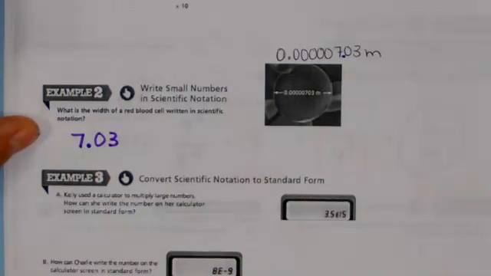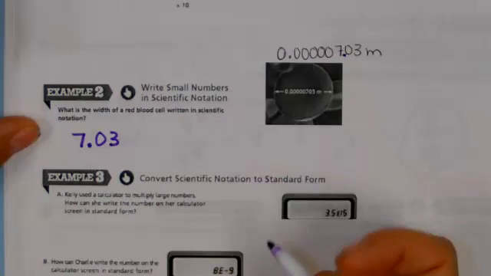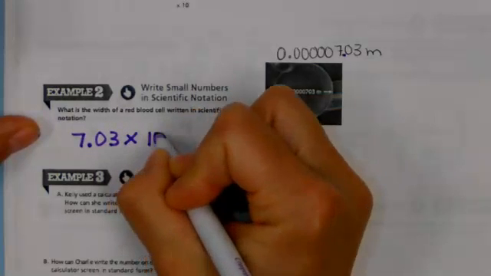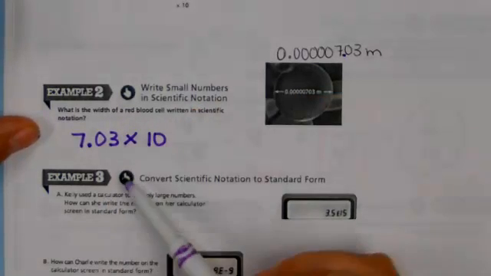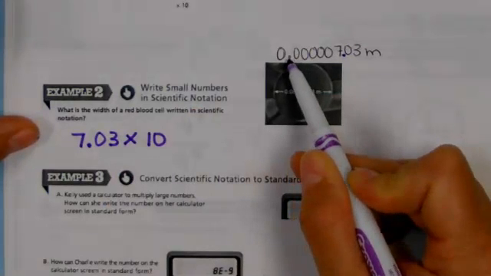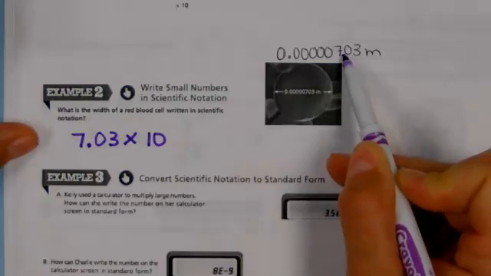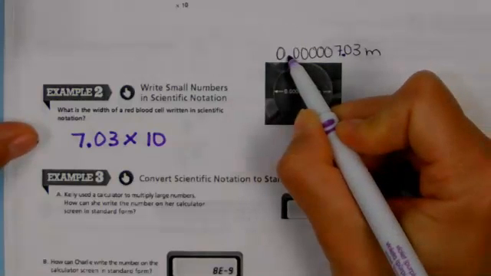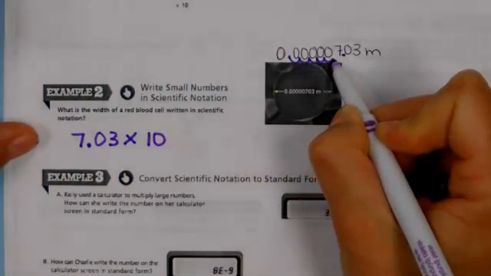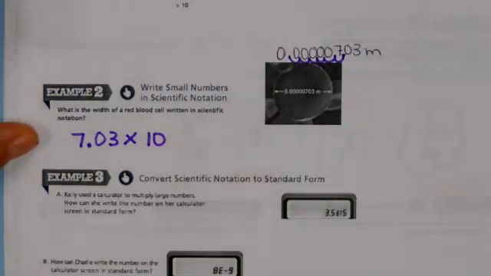And then the second part of scientific notation has to be a power of 10. So we're going to multiply by 10, and the exponent is going to tell us how many spaces we must have moved the original decimal to put it where we put it. So let's count. Starting where it started here, we've got 1, 2, 3, 4, 5, 6 total spaces.